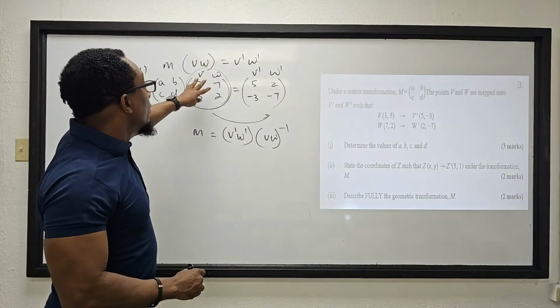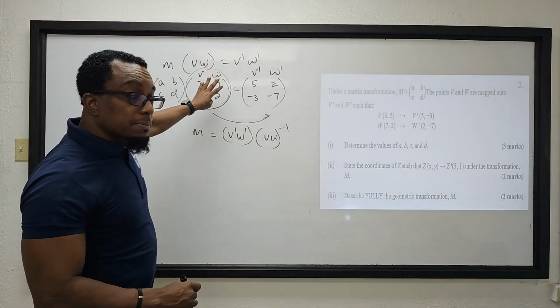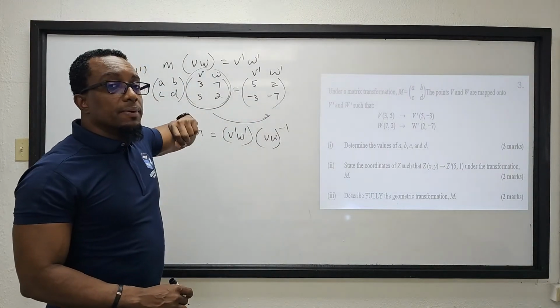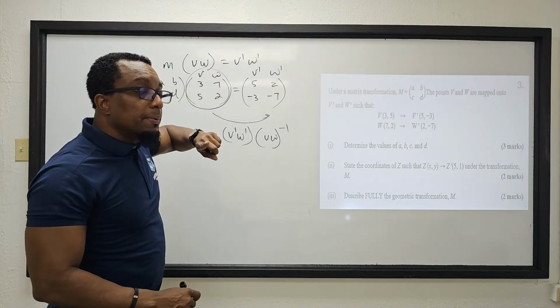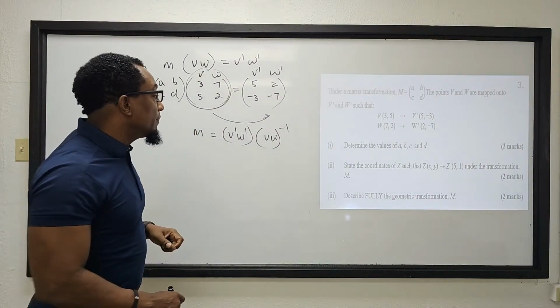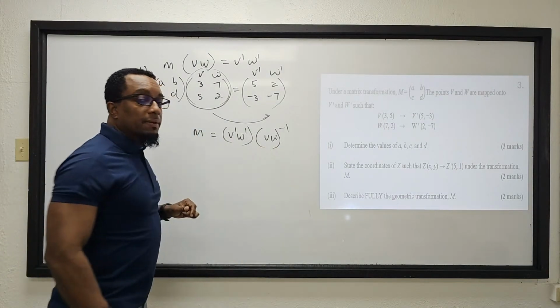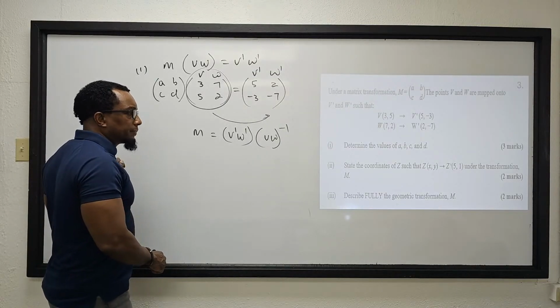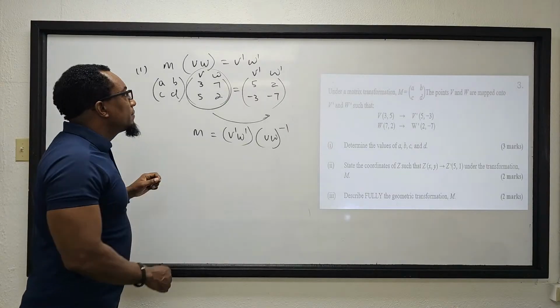Alright, so when you remove VW, because you're post-multiplying VW by M, when you bring across VW as the inverse, you have to post-multiply the inverse by V prime W prime. So therefore, it's written after V prime W prime. So let's find the inverse of VW.